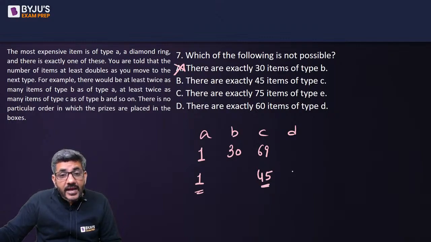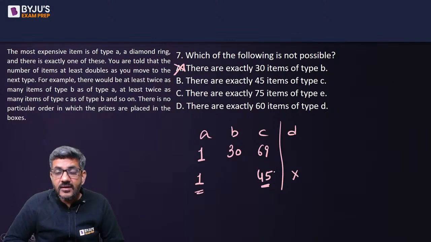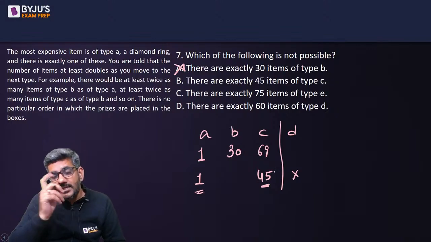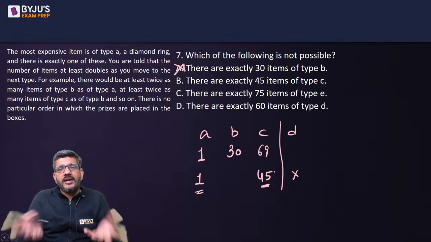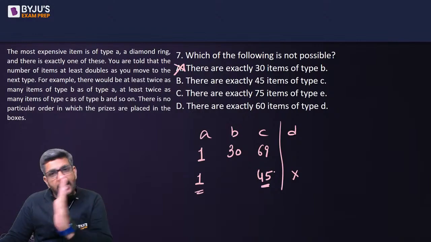And I cannot have any article of further type because that should be minimum double of 45. Now if I double 45, that becomes 90, and the total I have is only 100. How can I take 90 of D? So that means I cannot go ahead of this C.